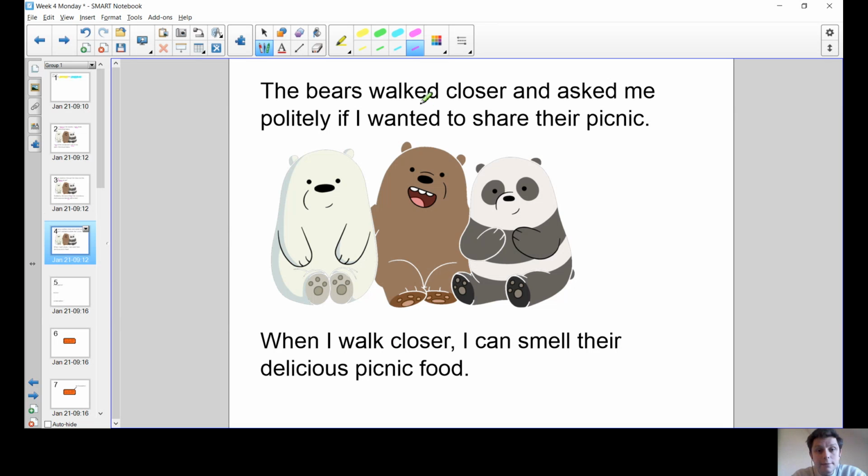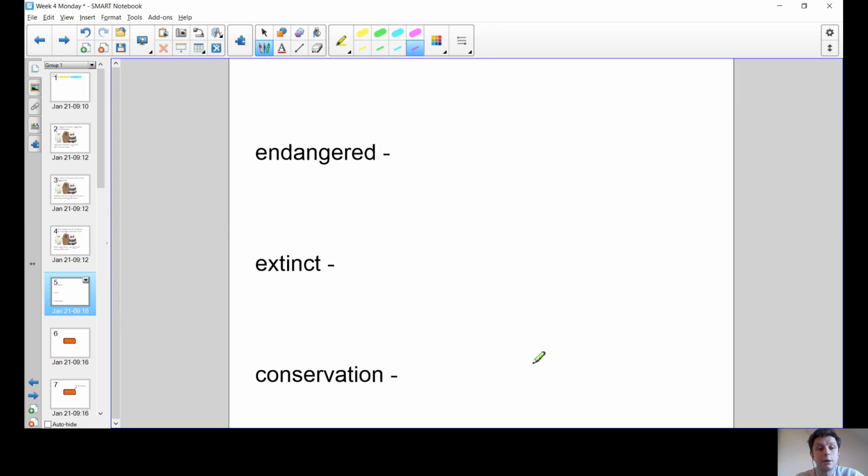The first one is past tense. Look, we've got those ed endings: walked, asked, wanted. These are things that have already happened. The second sentence is present tense. I walk closer. I can smell their delicious picnic food. Those are present tense verbs, so there's no suffix on the end. Right, that's the warm-up finished. Let's look at our focus.